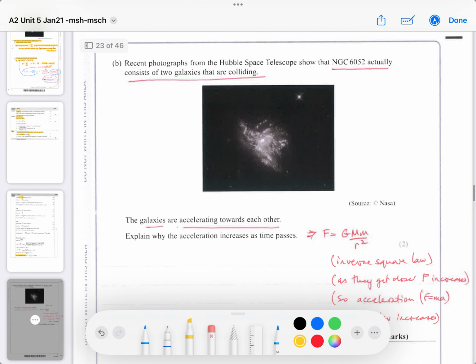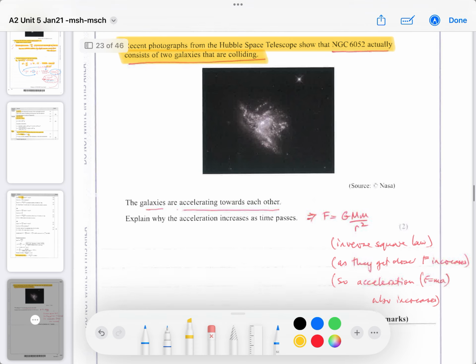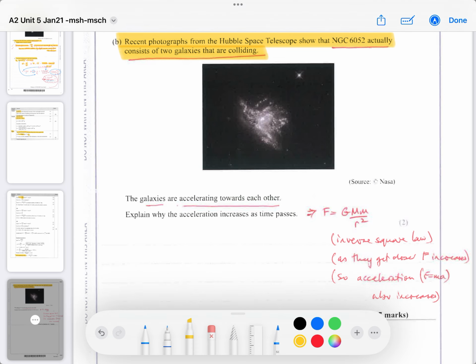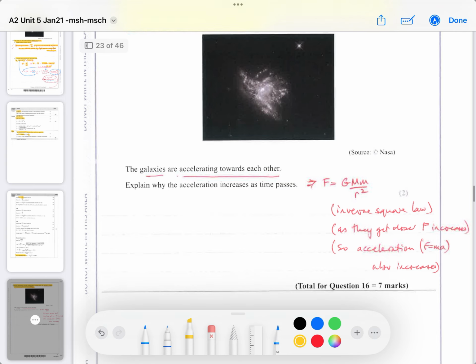So here's part B. Recent photographs from the Hubble Space Telescope show that the galaxy that we're talking about, Herschel's galaxy, consists of two galaxies that are actually colliding. Yeah? So this is a more modern picture. You can see it's a more detailed picture. And they keep on improving telescopes. Now they've got the James Webb telescope. Hubble telescope is old now. The galaxies are accelerating towards each other. Well, why is that? Because they've collided. So they were accelerating towards each other, and they possibly still are.